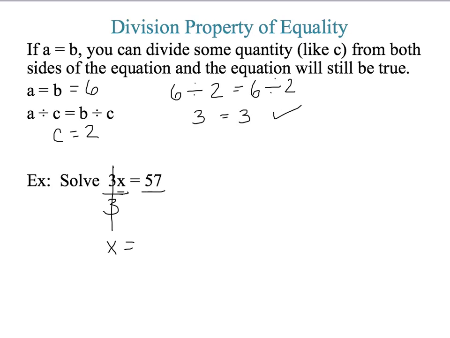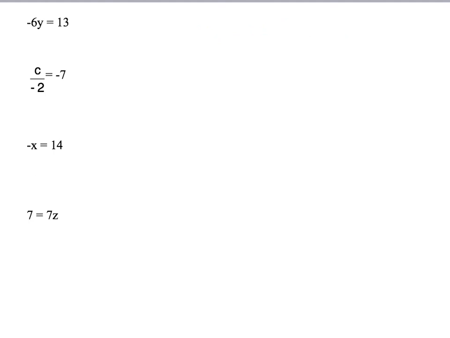And then you do 57 divided by 3, because remember you have to do it to both sides. And 57 divided by 3 is 19. So that's your final answer. Just like the previous video, you may want to go ahead and pause right now and practice some of these on your own. Then we can go over them, and anything you got wrong you can correct.